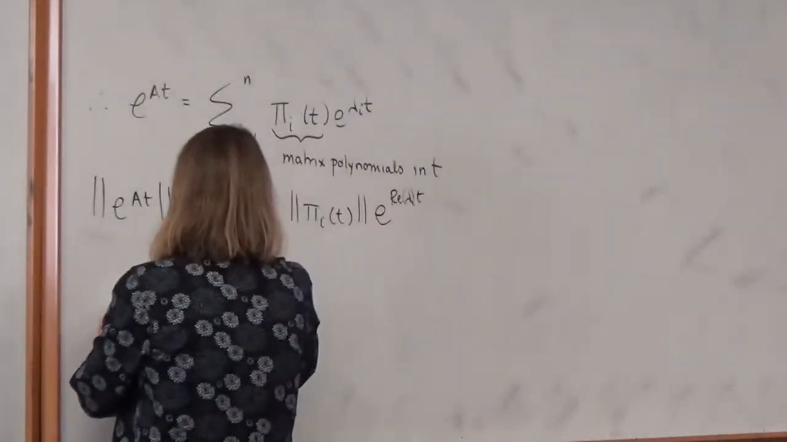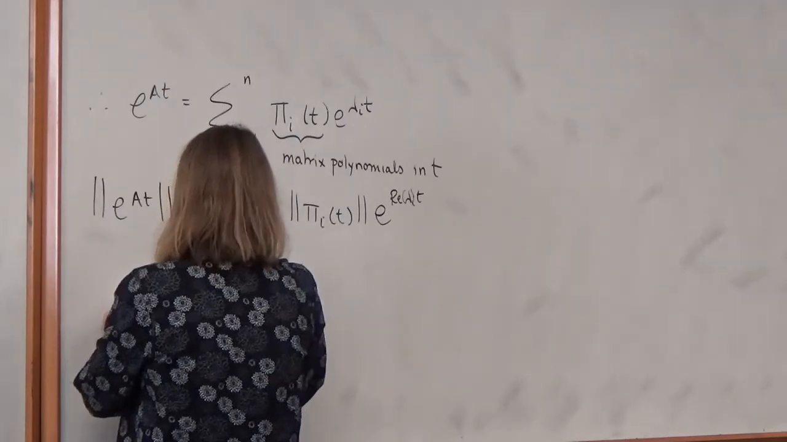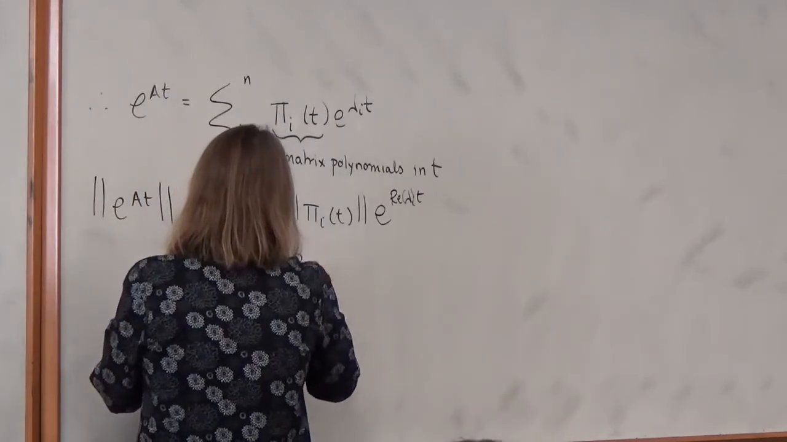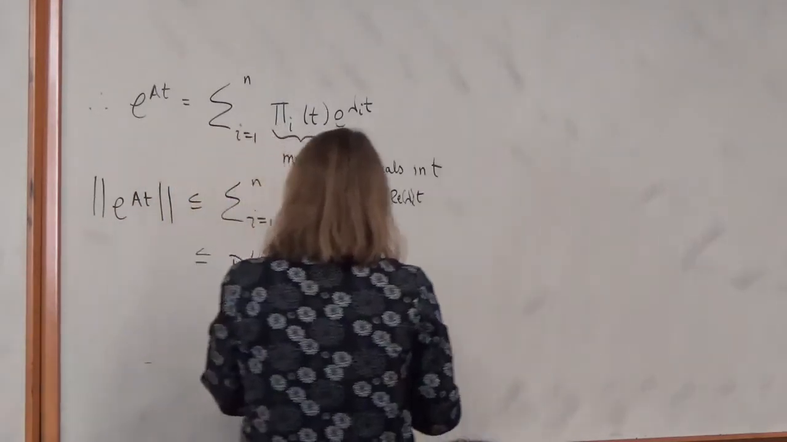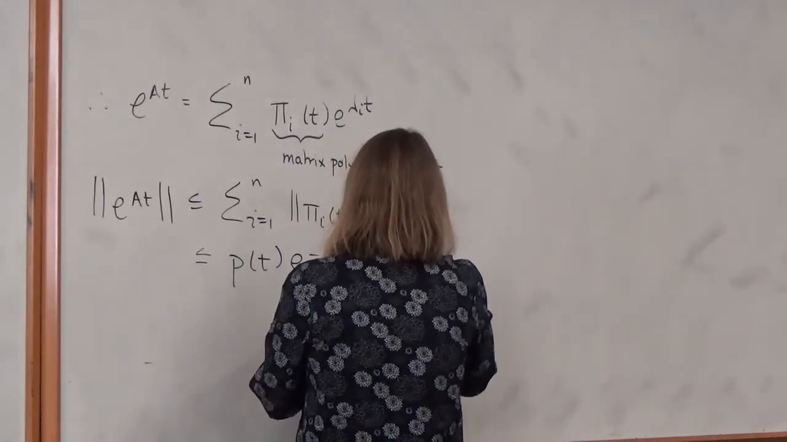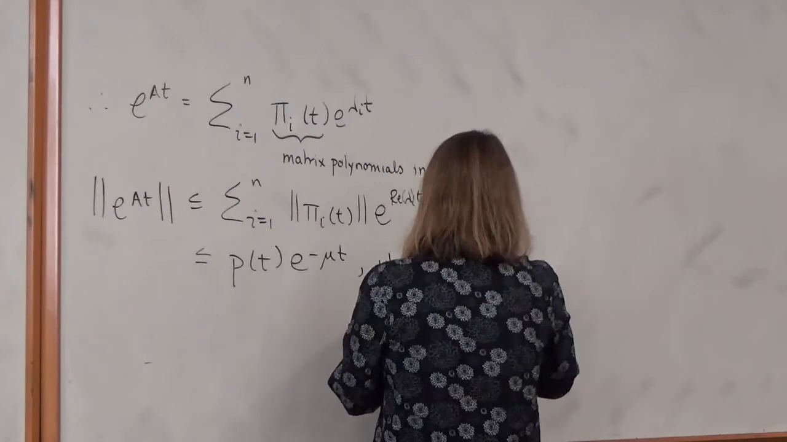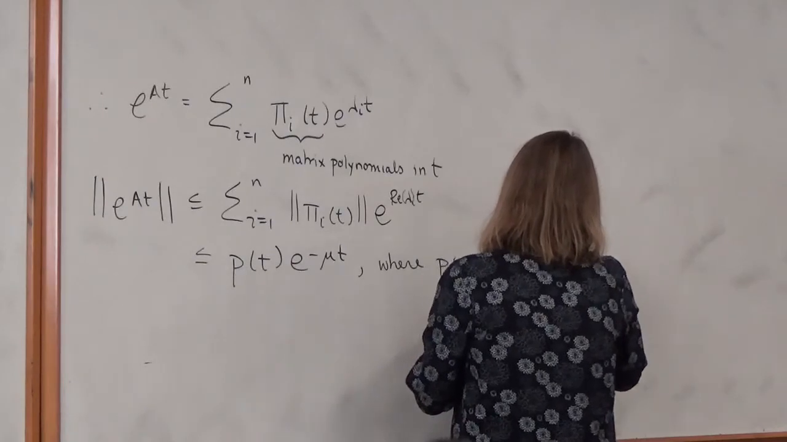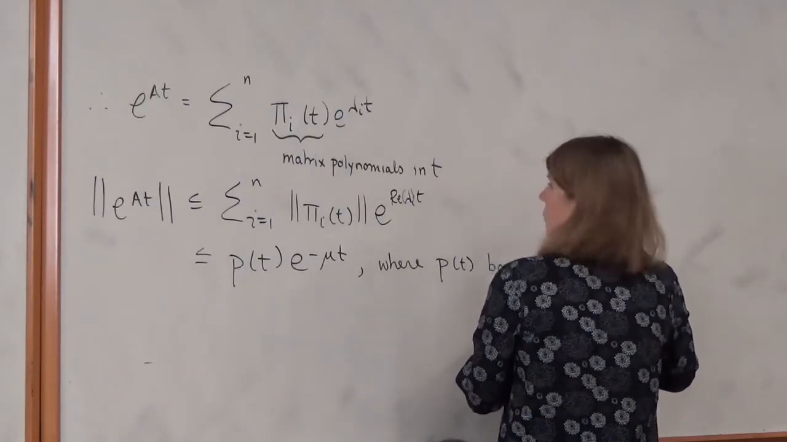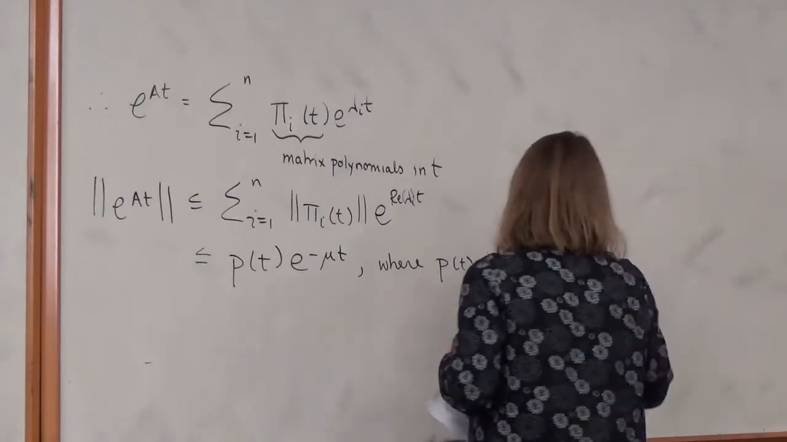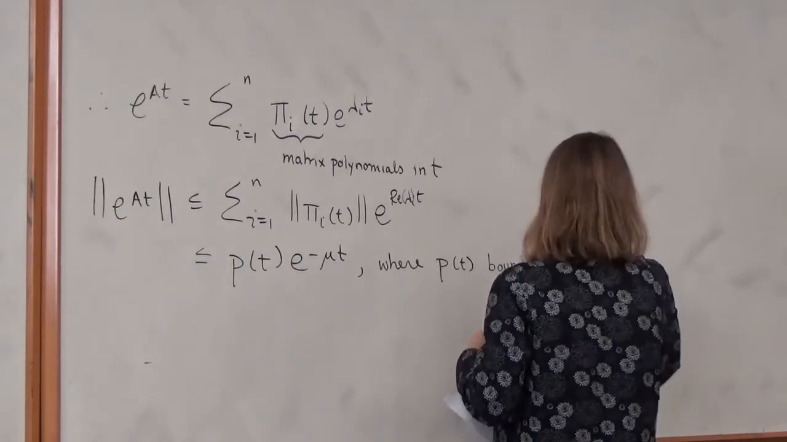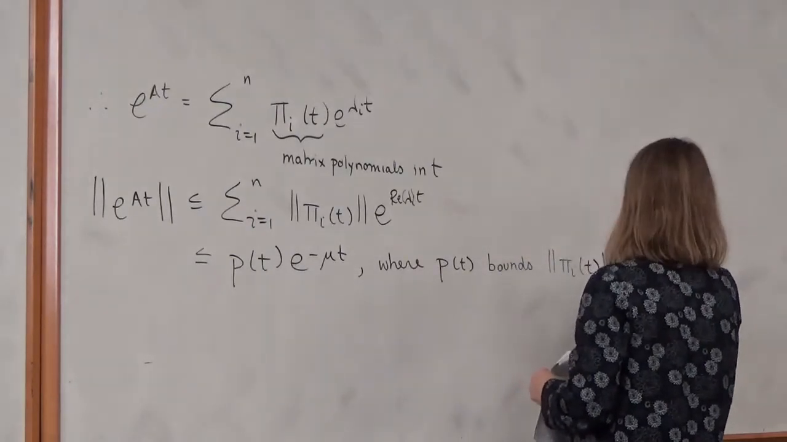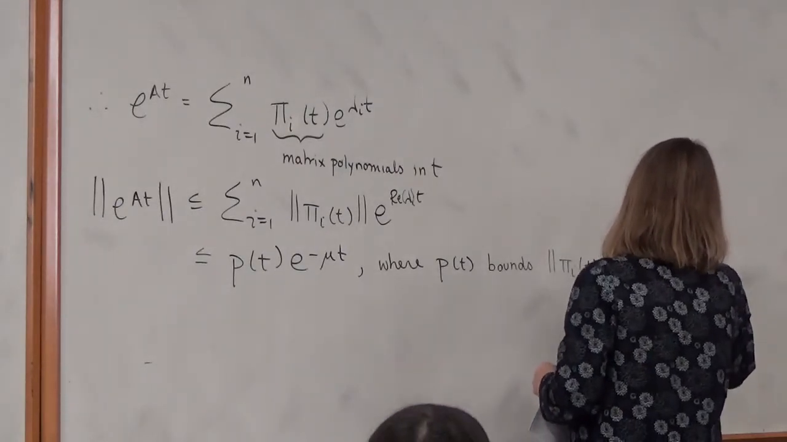So what have we done here? That's less than or equal to. I'm going to wrap up a few steps here and just write that as p of t e to the minus mu t, where p of t is an upper bound on the norms of pi I of t, and is a polynomial.